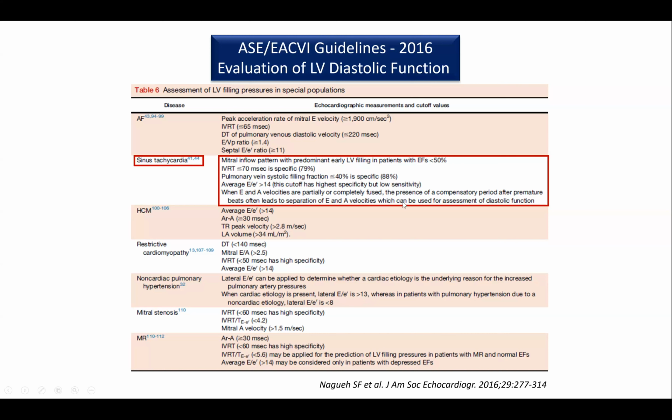And they say here, wait for a premature beat, for a pause, and then after the premature beat you have a pause, and you can look at the E ratio during the pause. But you can sit for an hour and the patient may not have a single PAC. So the guideline is not useful here.